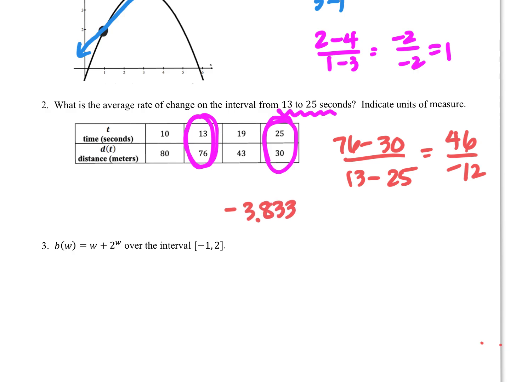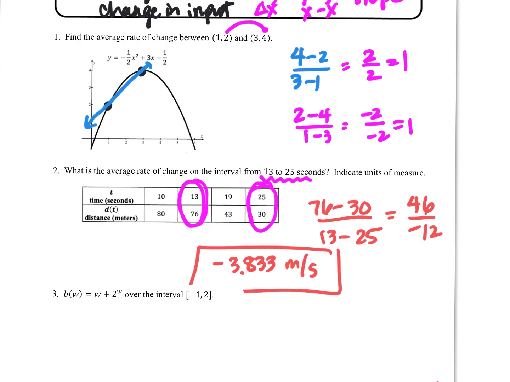Anyone have any idea what those units would be? Look at what we just did. Change in y over change in x. Yeah, meters per second. And you can shorthand that like that. Okay, so we've done this from a graph, given 2 points. We've done this from a table. What if I just give you the equation? And again, here's my x. This is the interval, so these are x values. From 13 to 25 seconds, that's an interval. From negative 1 to 2, that's our interval notation again.